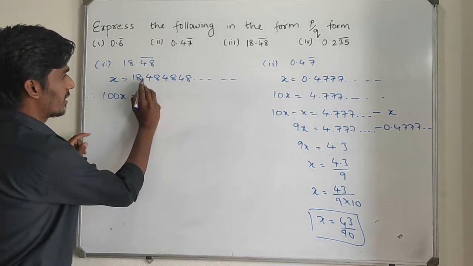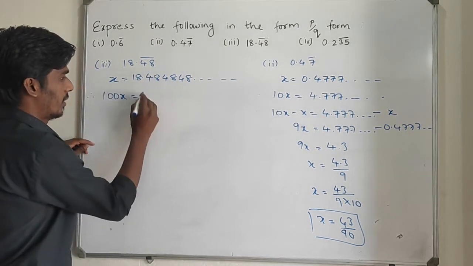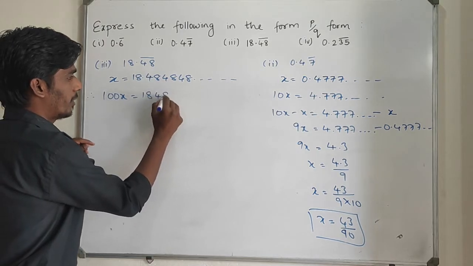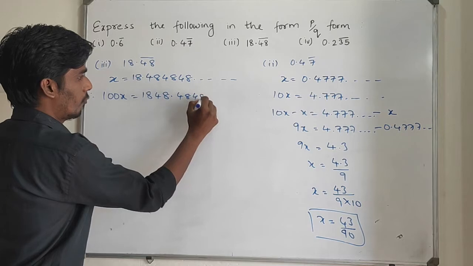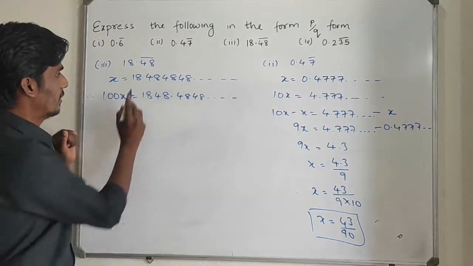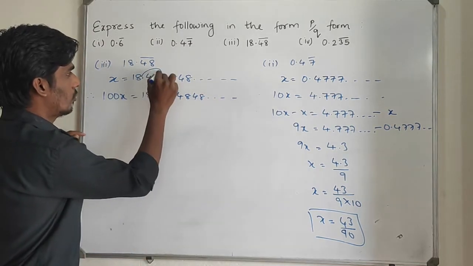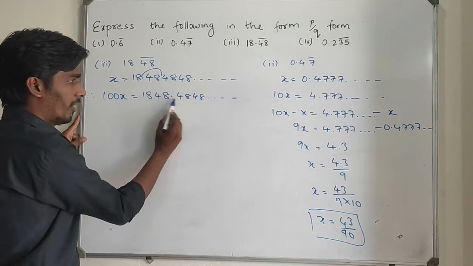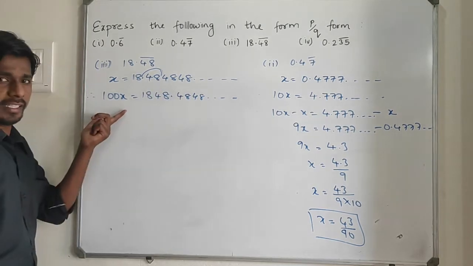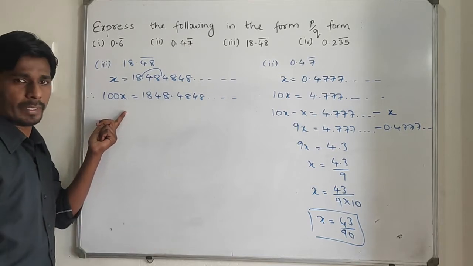100x, and this decimal point will move two digits. So 1848.4848... What I have done here is moved this decimal point two digits, and this point will be here: 1848.4848. Now again the next step is what? To subtract x.